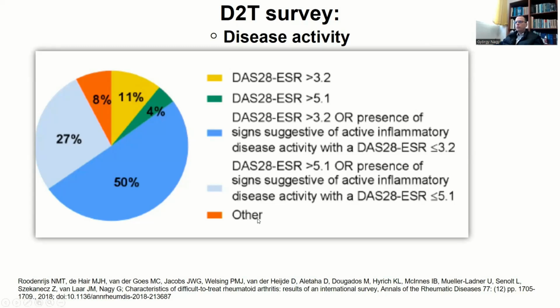The most selected option was that the DAS28, based on the erythrocyte sedimentation rate, should be higher than 3.2, or presence of signs suggestive of active inflammatory disease activity in case the DAS28 is lower than 3.2. So that was the most selected option. Less selected was the same criteria with 5.1 as cutoff. And we had some other criteria, indicated with yellow or green, by itself the DAS higher than 3.2 or 5.1.